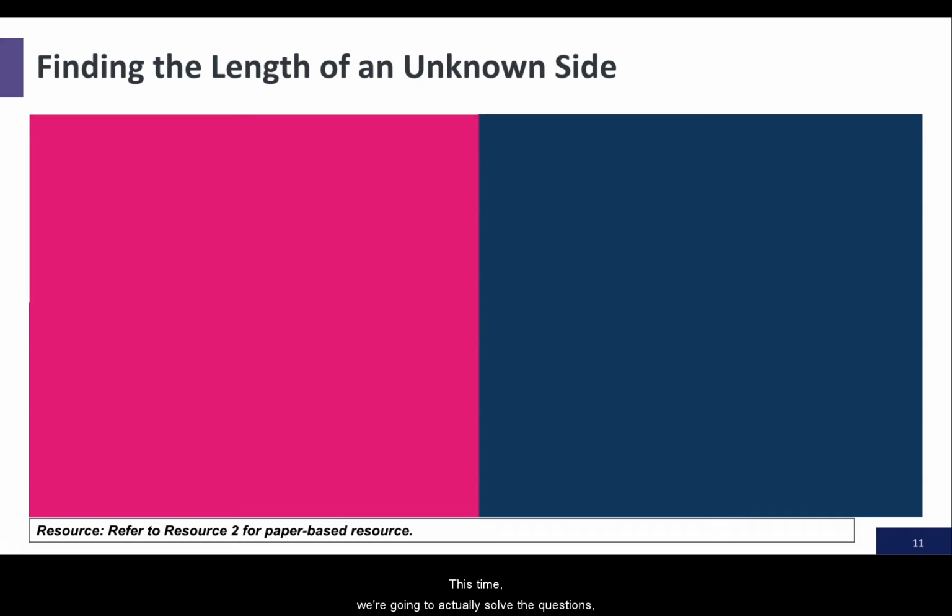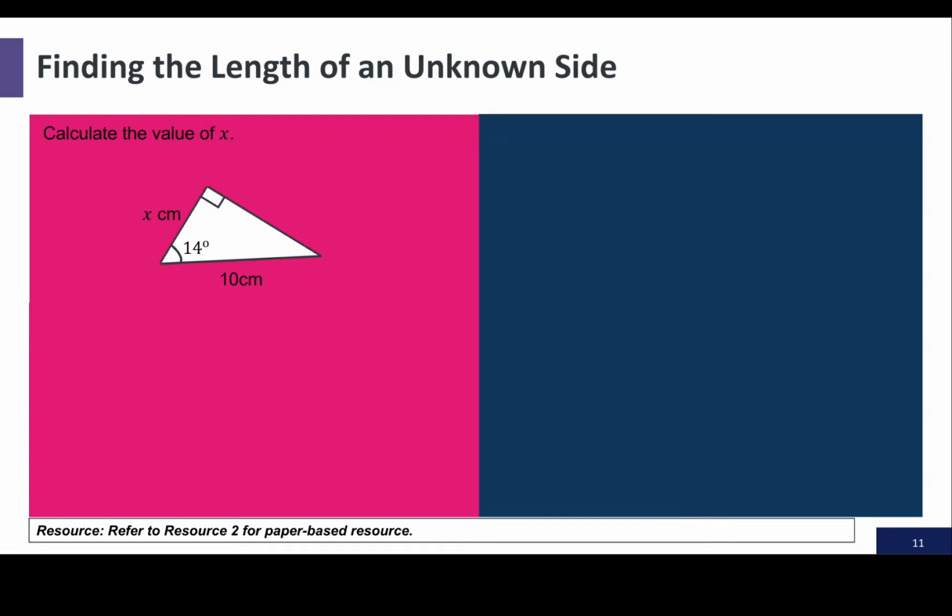This time we're going to actually solve the questions. We're going to find the length of an unknown side in a right angle triangle. There is our question. First thing I'm going to do is label the sides. H, O, A. We know the value of A, or would like to find the value of A. We know the value of H, and we know the angle.